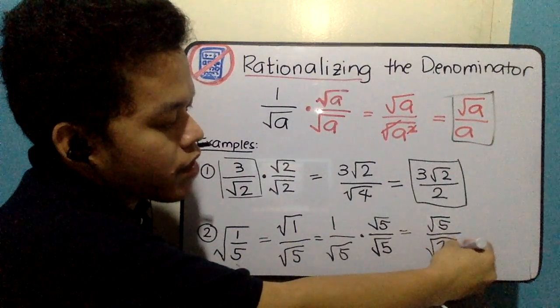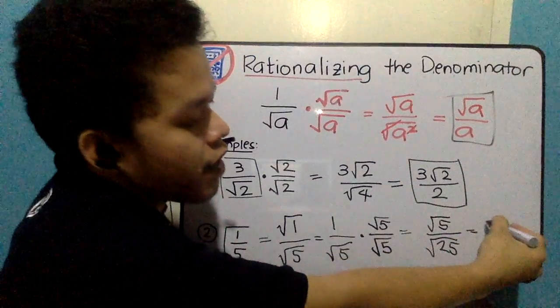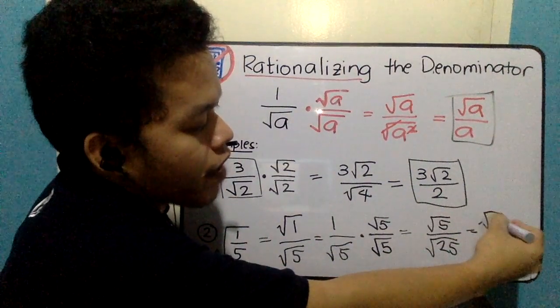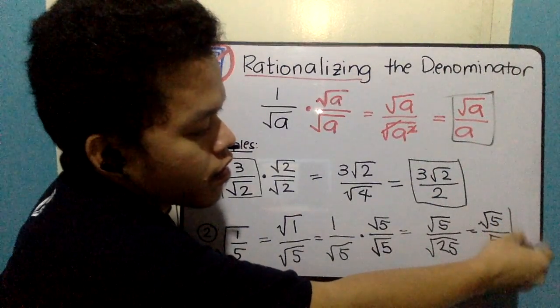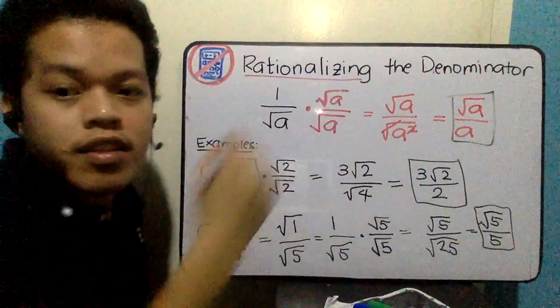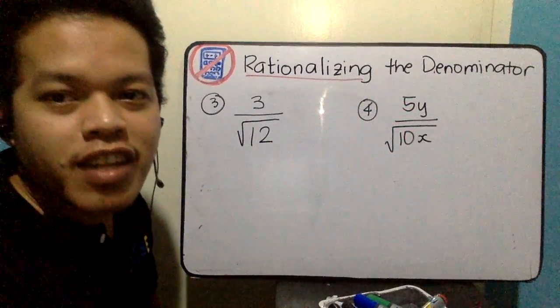And the square root of 25 is equal to 5. So your final answer is square root of 5 all over 5. And you have rationalized the denominator. We have another example in rationalizing denominator.